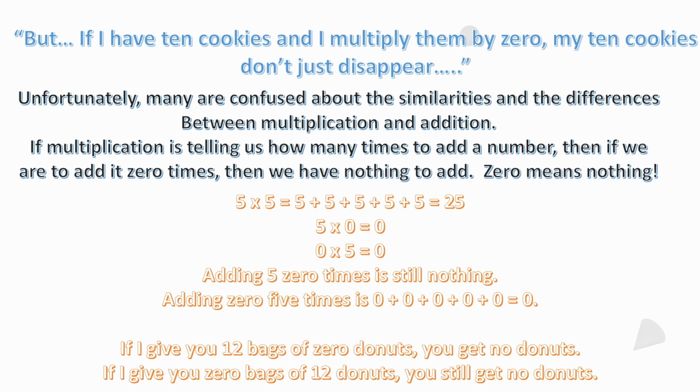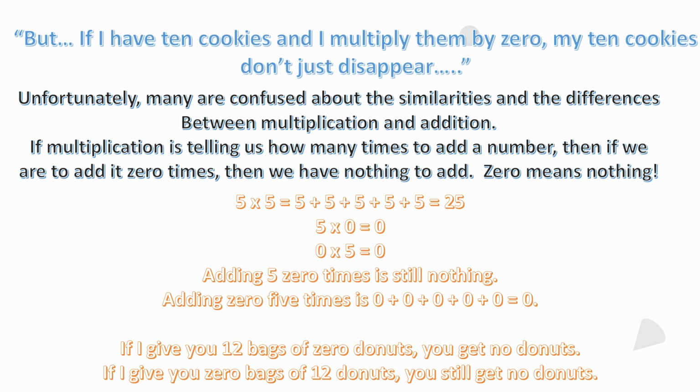So think of it this way. 5 times 5 is telling us to add 5 five times. 5 times 5 equals 5 plus 5 plus 5 plus 5 plus 5. And what does that equal? It equals 25. 5 times 0 is 0. 0 times 5 is 0. Adding 5 0 times is still nothing. Adding 0 5 times is still nothing. It's 0 plus 0 plus 0 plus 0 plus 0. And that equals what? It equals 0. I could sit there and add zeros all day, and I'm not going to get anything. I'm going to have nothing.